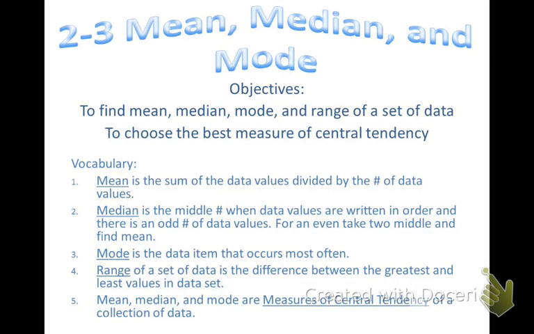Today's lesson is mean, median, and mode. Today's objectives are to find mean, median, mode, and range of a set of data.